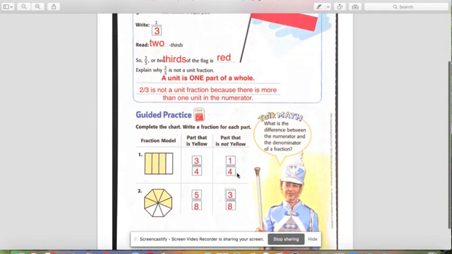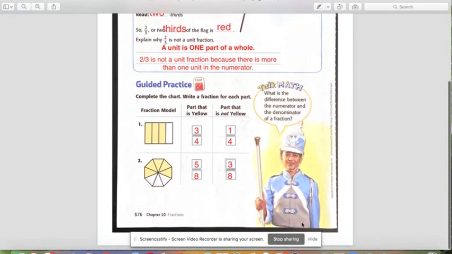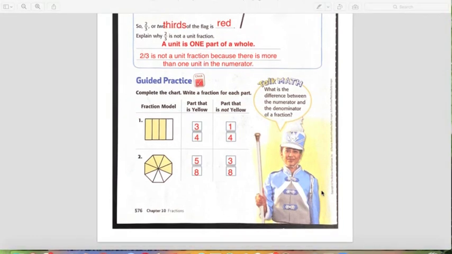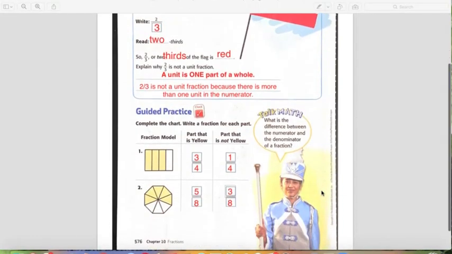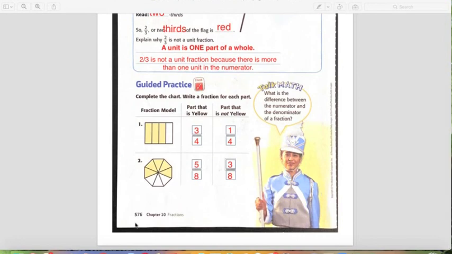Okay, easy, right? Go ahead on and do pages 509 and 510, I believe. The independent practice and do all the problems. No, I'm sorry. 577 and 578.